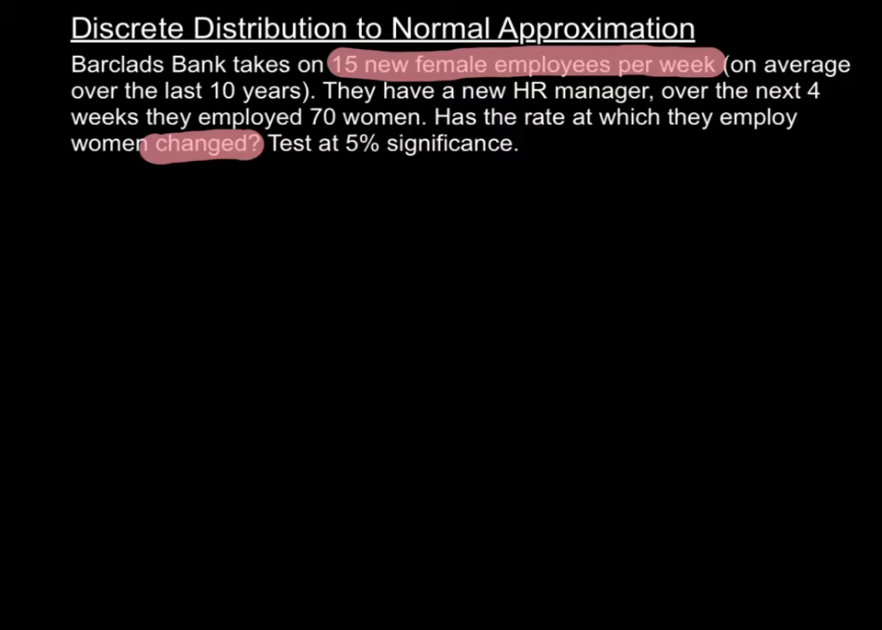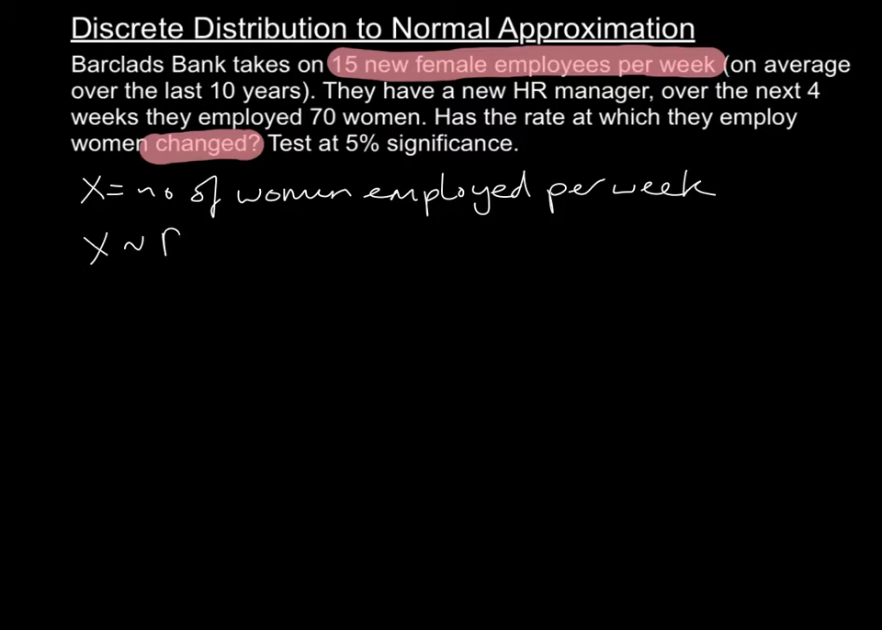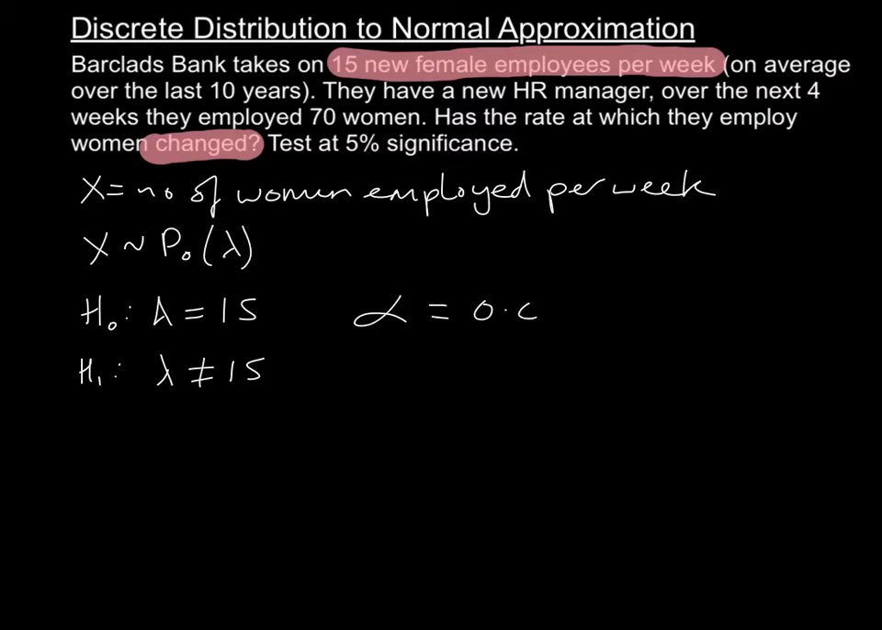So we'll define that when we write our alternative hypothesis. But first, we need to define our random variable. So we're going to say that x is the number of women employed per week, and the distribution of x is that it has a Poisson distribution of lambda, because we will be testing lambda. Our null hypothesis is that the rate stays at 15, and our alternative hypothesis is that lambda is not 15. And alpha here is 0.05. We have a 5% significance test.